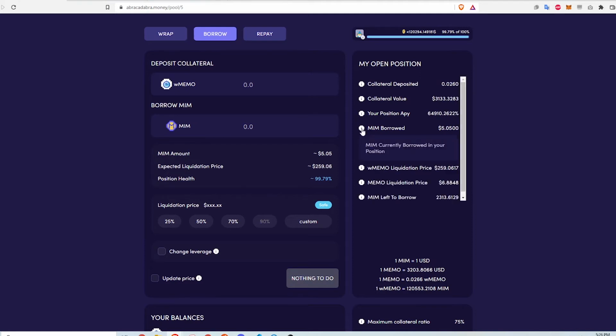I borrowed only $5 worth of MIM, but here it says that I borrowed $5.05. This is because there is a 1% borrow fee that gets charged to me every time that I borrow, and this just happens to be 5 cents.